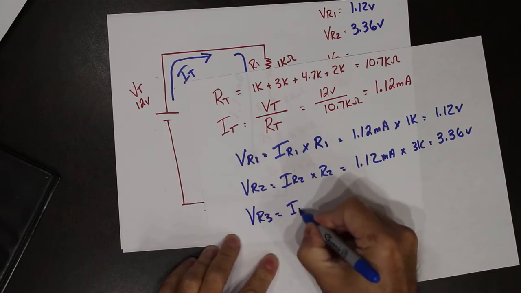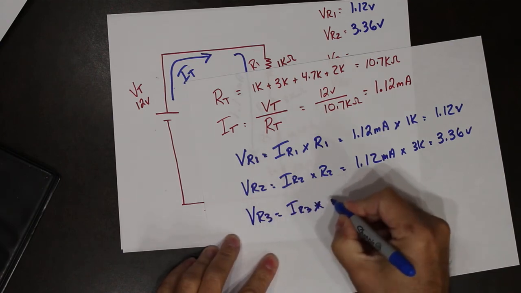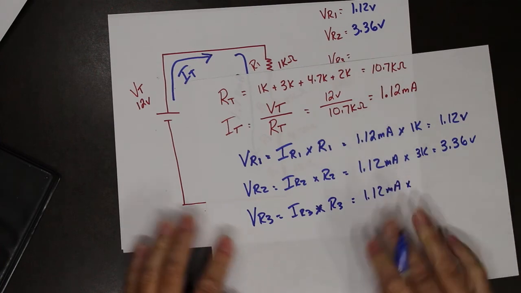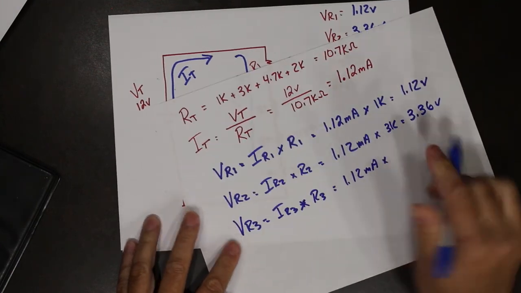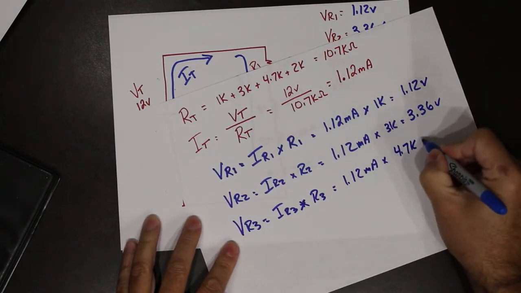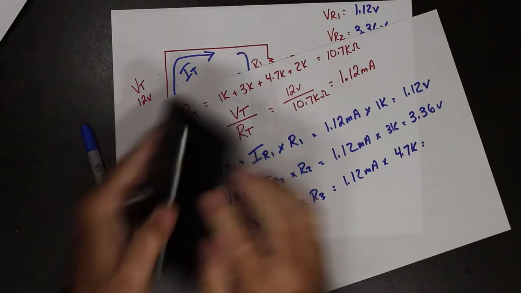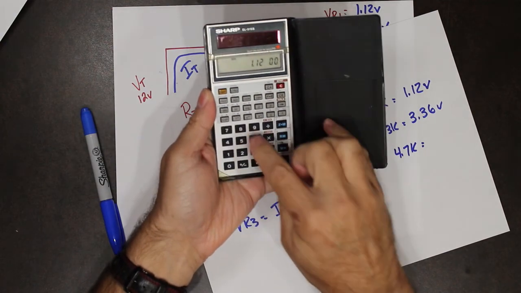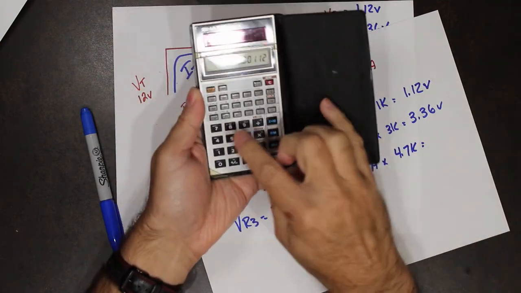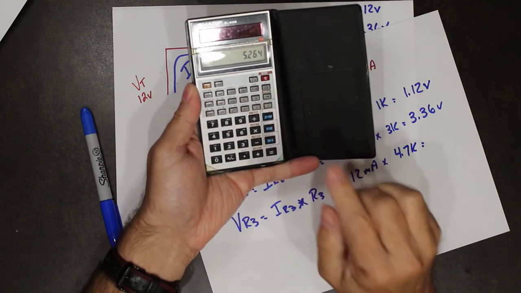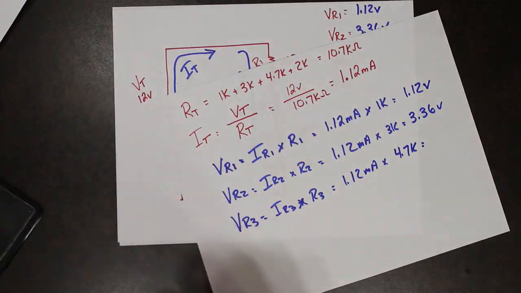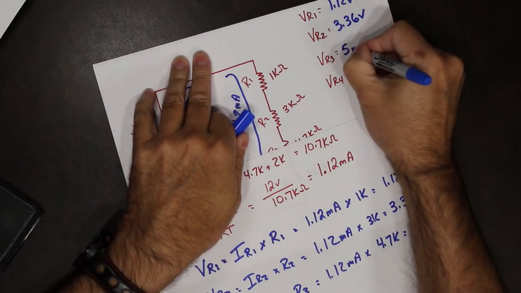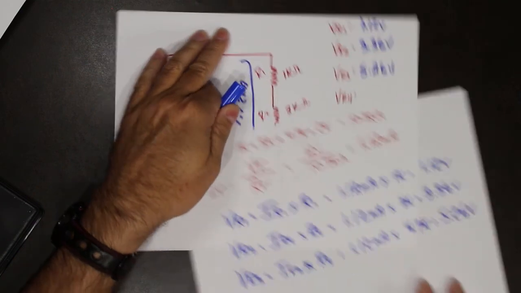VR3 is equal to IR3 times R3, which equals 1.12 milliamps times 4.7K. Plug that into our calculator. So 1.12 milliamps times 4.7K is 5.26 volts.